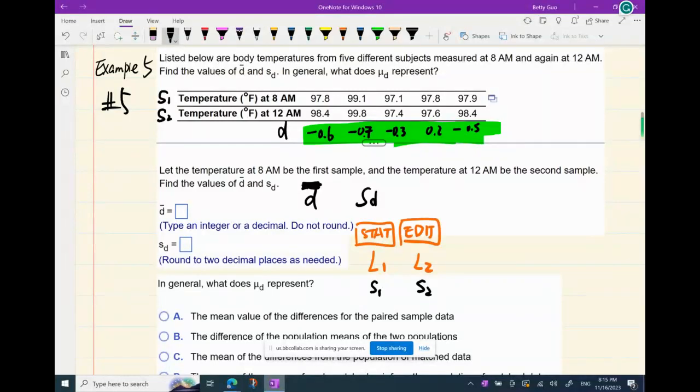First sample is 97.8. Enter 99.1. Oops, I made a mistake. Let me do it again. 97.8, 99.1, 97.1. Five values only, so not too bad.